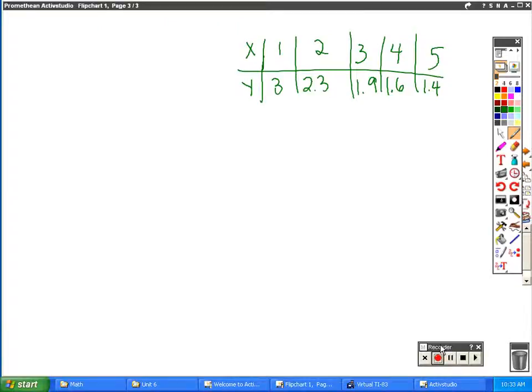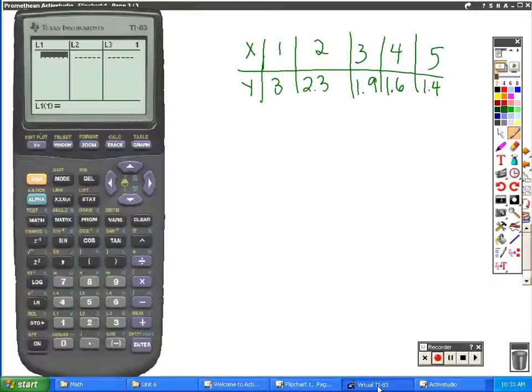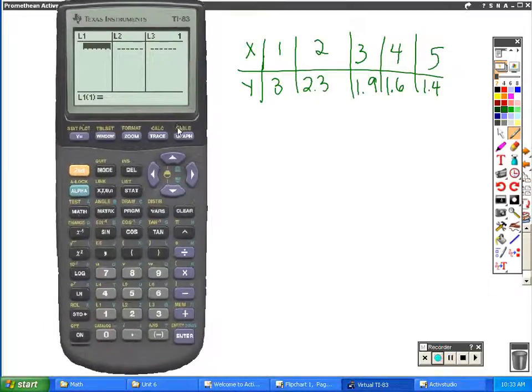Alright, this one is a little more difficult because the graph, when you graph this, is going to look different than anything we really talked about extensively. But I think you can do it if you just think about this logically. So I'm going to do 1, enter, 2, enter, 3, enter, 4, enter, 5, enter. And then this is going to be 3, enter, 2.3, enter, 1.9, enter, 1.6, enter, and 1.4, enter.